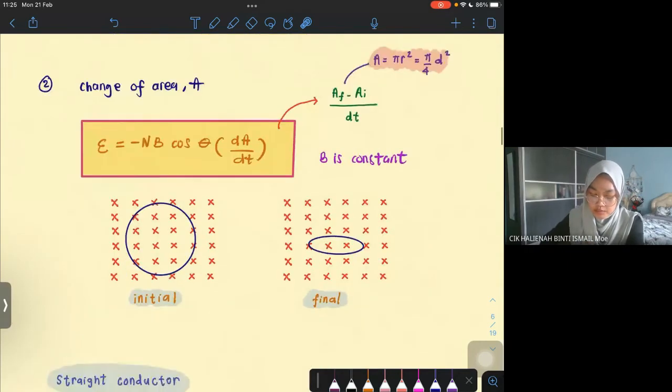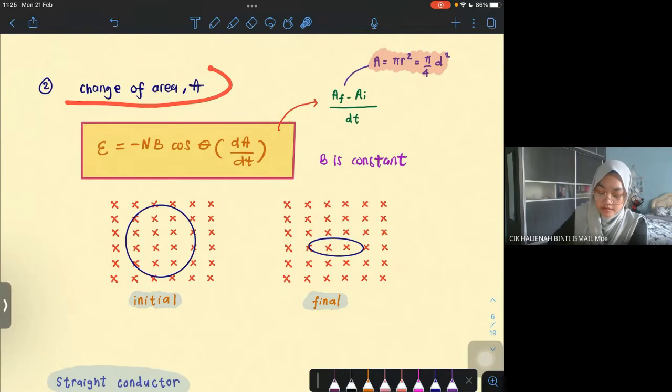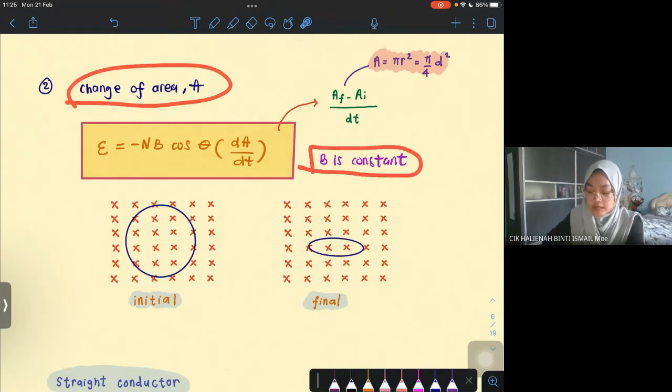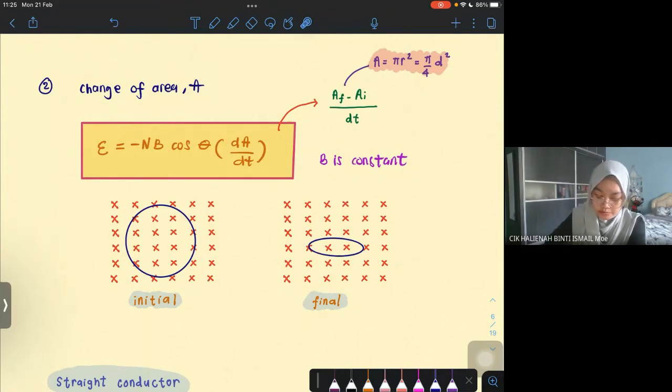Okay, next one is when we have a change of area. It means the magnetic field will be constant. So instead of dB over dt earlier, now we have dA over dt, where the change in area is just area final minus area initial. So the formula for the area of a coil is pi r squared, or if we use it in terms of diameter, pi over 4 d squared.